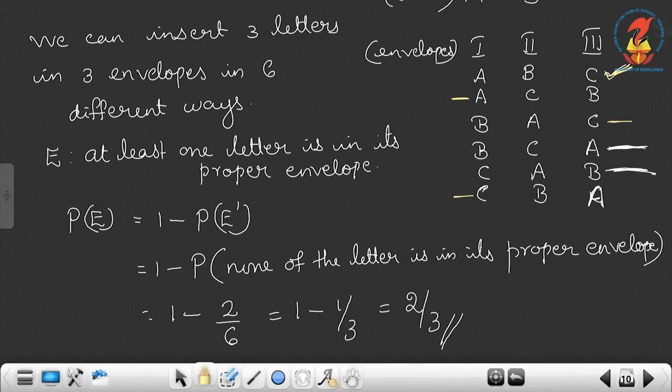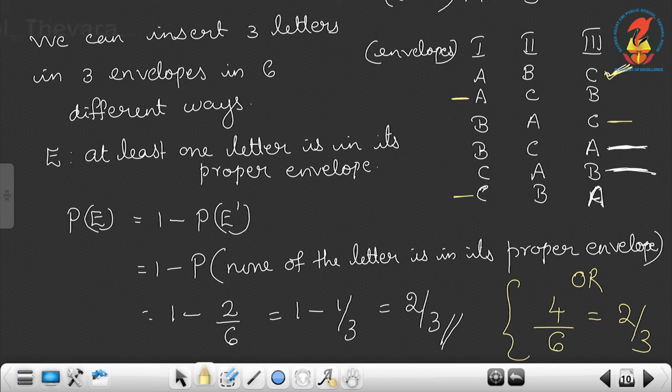Okay. So how many cases? 1, 2, 3, 4. Everything we have to add. At least one letter in its proper envelope means at least one letter, or 2 letters, or 3 letters. So or means in between you have to put a plus sign. So total how many cases? 1, 2, 3, 4. That is 4 out of 6. Is it same as 2 by 3? Yes. So you can do this method or take the complement and do.